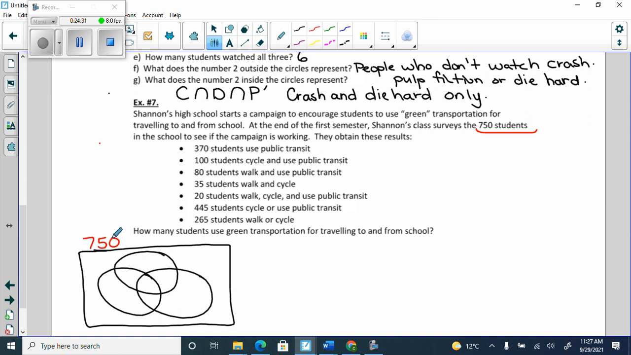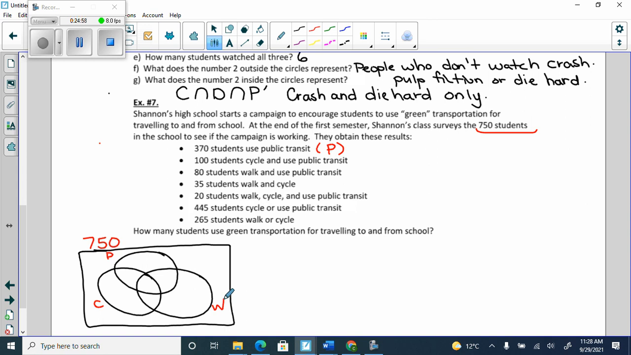They obtained these results. So 370 students took public transit. Does it say public transit only? No, so this whole, I'm going to start labeling. Public transit, cycle, and walk. So the whole P circle here, I'm going to have 370 students. Can I just start filling it in now? No, that's going to be one of my last things I'm going to do, once I have all the other little spots filled in.